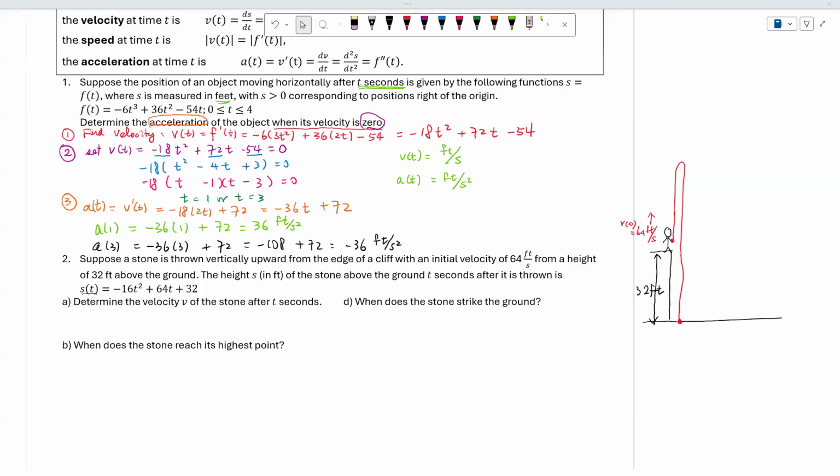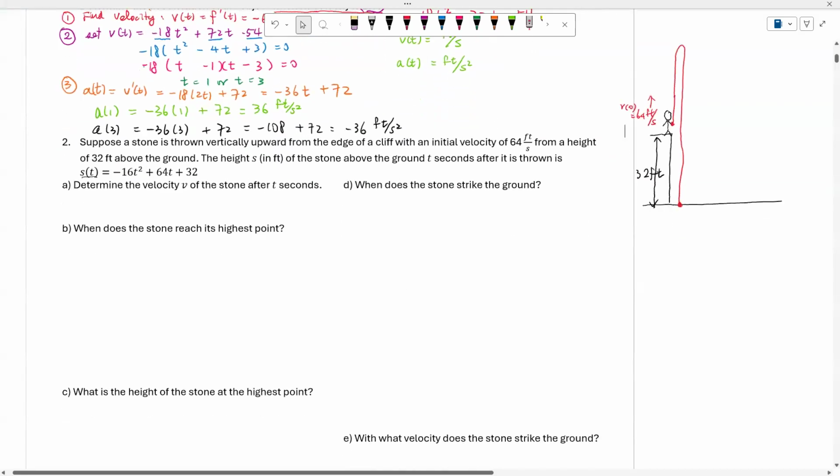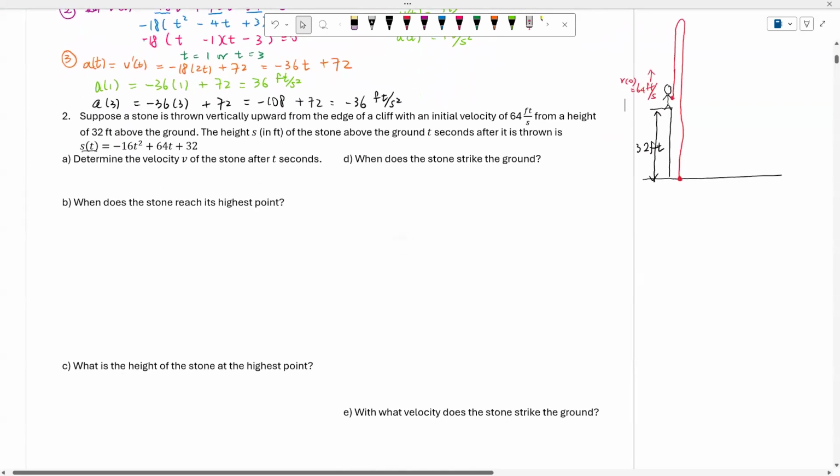Now, let us look back to the problem, okay? So let's see what we need to do with this problem. First, they ask you to determine the velocity of the stone after t seconds. This is actually easy because v of t is equal to s prime of t. So I will have negative 32t plus 64.